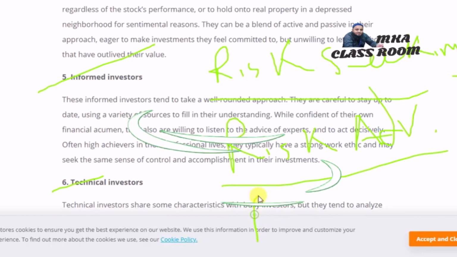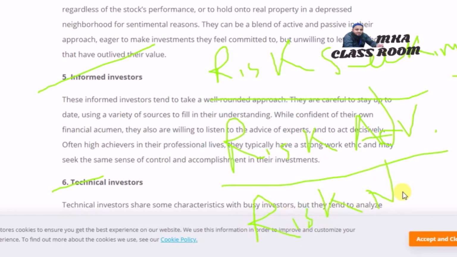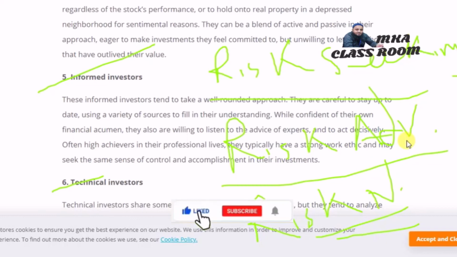Another is risk neutral investors. Risk neutral investor, what does that mean? If price goes up or down, not a problem. They only prefer the required rate of return, not the risks. But here risk seeking investors prefer risks rather than return. Risk averse investors prefer return rather than risks, and if risk increases, their required rate of return also increases.